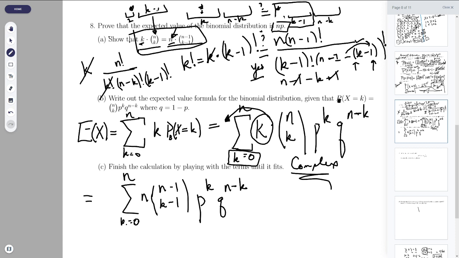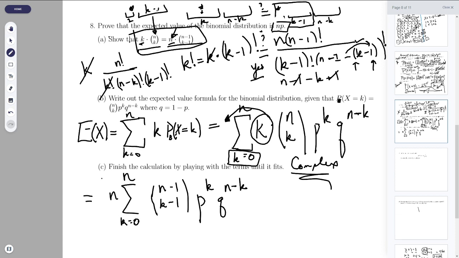On the other hand, n has no such problems. n's completely fine, so n can move outside of the summation, and the reason it can is because here the variable is k, and it goes up to n, but n is a fixed constant here, and so that's very nice.